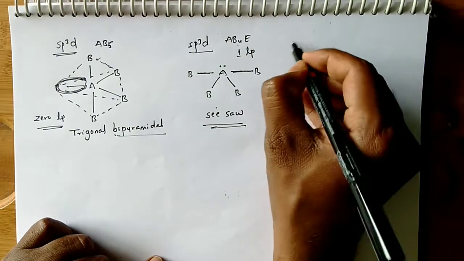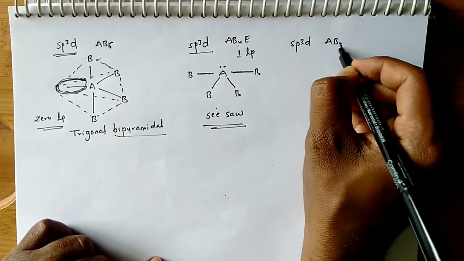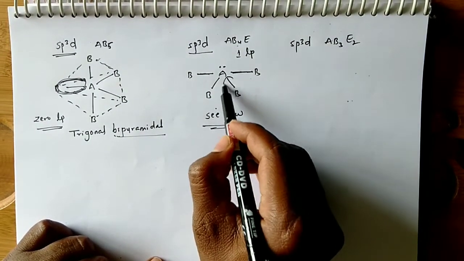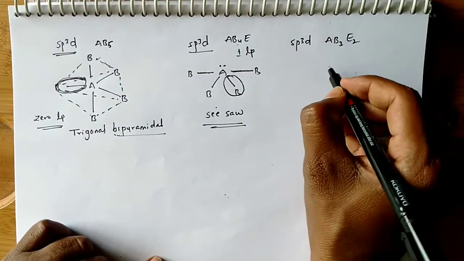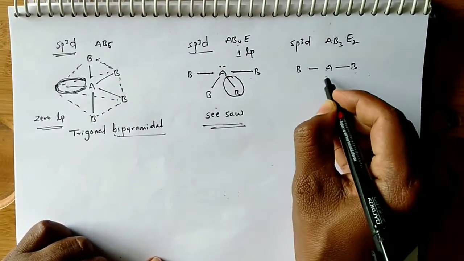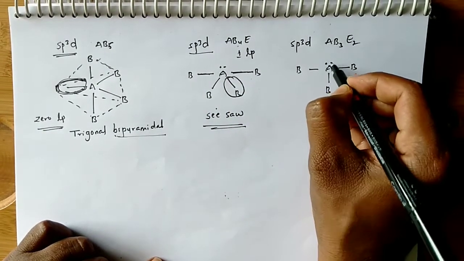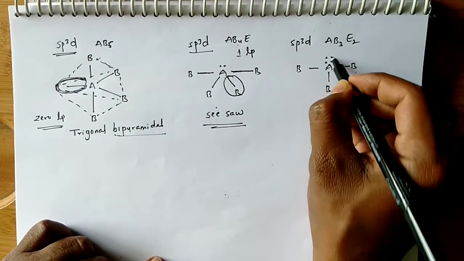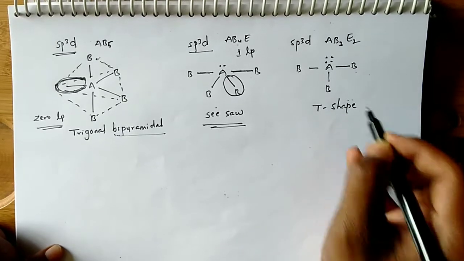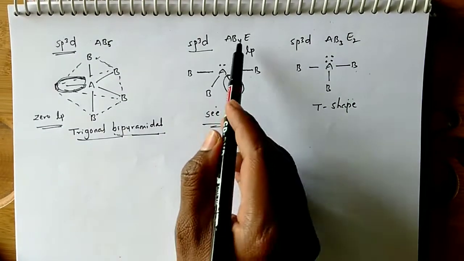Okay, suppose sp3d with two lone pairs, AB3E2, two lone pairs. For that, any one bond you have to remove. I am removing this bond. The resultant structure is slightly T shape. I just removed one bond, and there are two lone pairs. What is the shape here? T shape. Zero lone pairs, trigonal bipyramid; with one lone pair, seesaw.